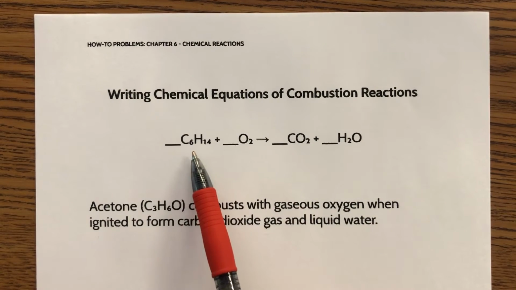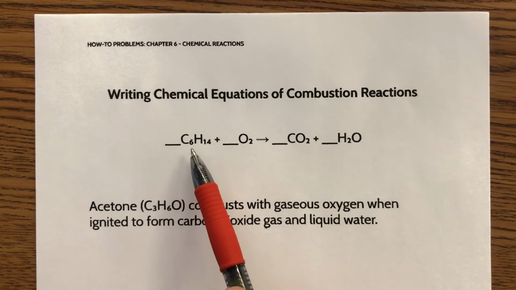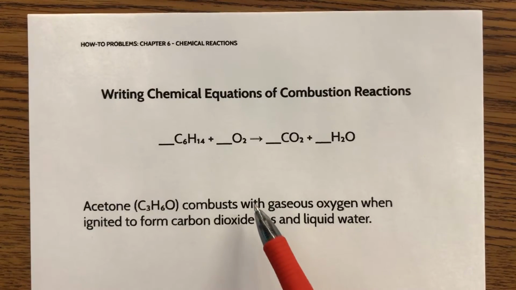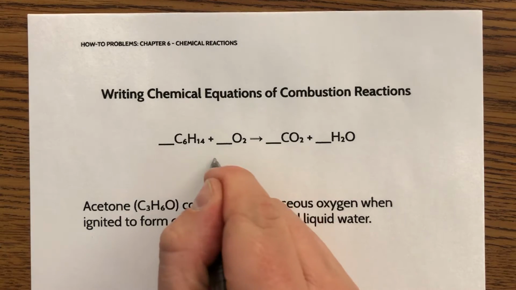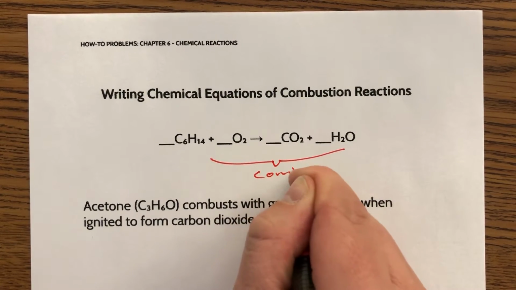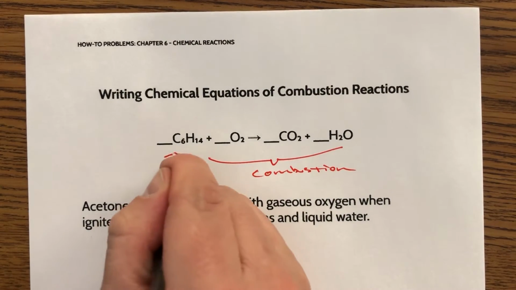So if we look here at hexane, we know that it's a hydrocarbon. That was in your vocabulary, you should know that term. It's basically carbons and hydrogens bonding and forming long chains. And we have our usual culprits for combustion reactions, which is oxygen, and then we have our fuel.